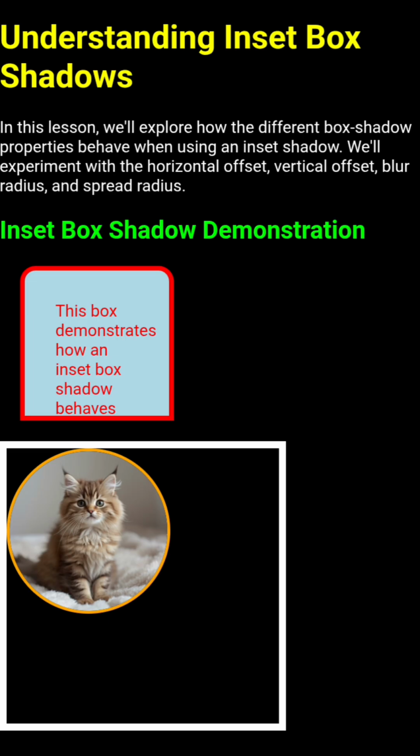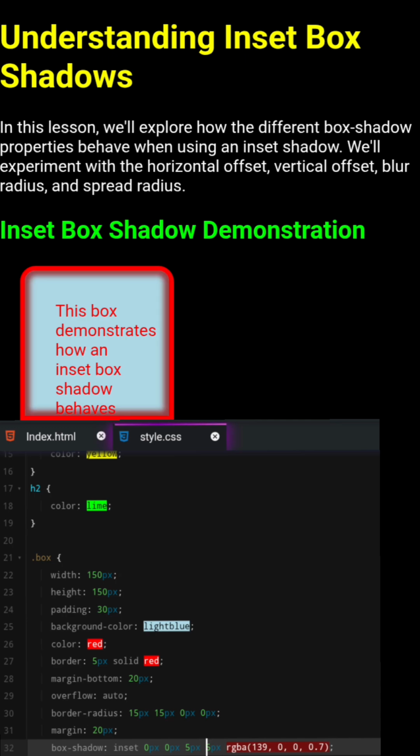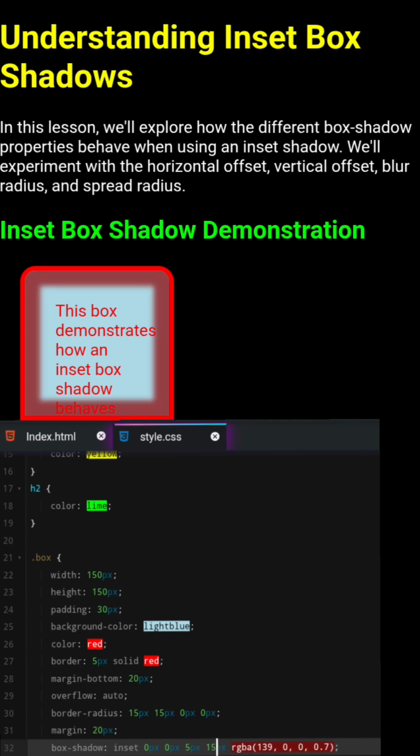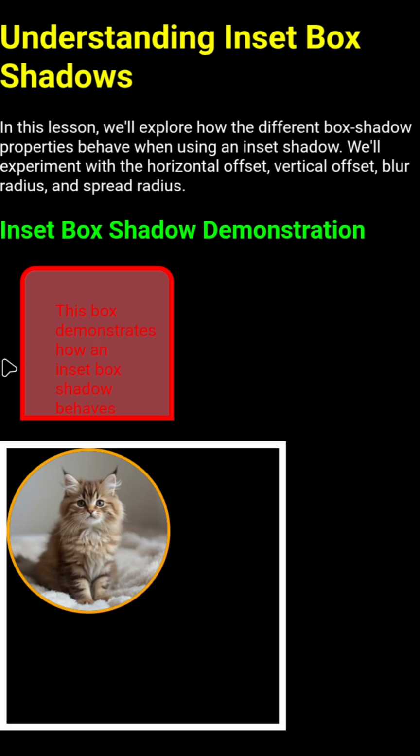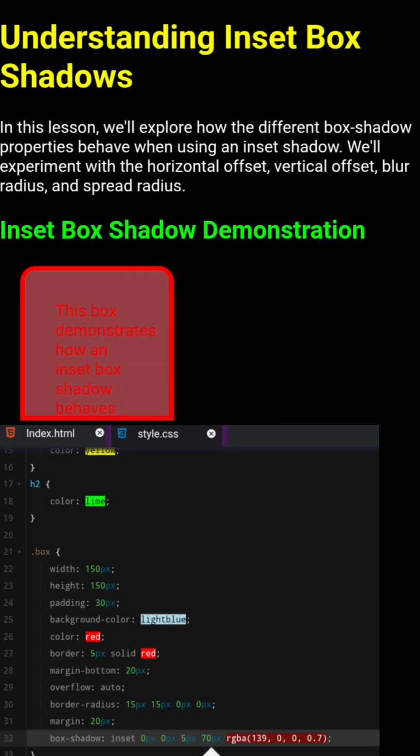So now, increase the spread radius. Now look at the screen. Notice that the shadow becomes thicker from every side of the element. Instead of growing outside the box, it grows inward from all 4 edges. As it keeps expanding, less and less of the element's original background remains visible again. Keep increasing the value. Eventually, the shadow covers almost the entire inside of the element because it has nowhere else to go. Now let's try a negative spread radius.